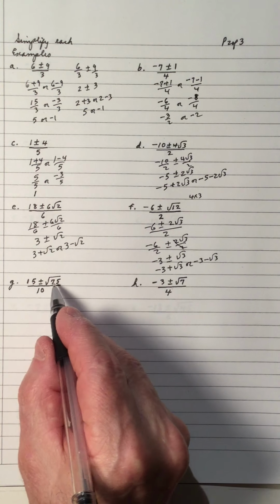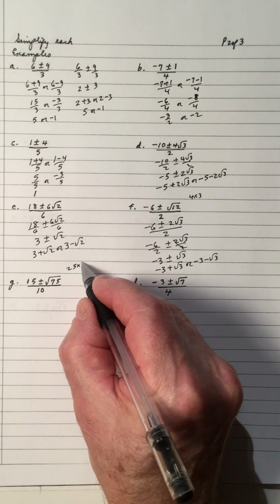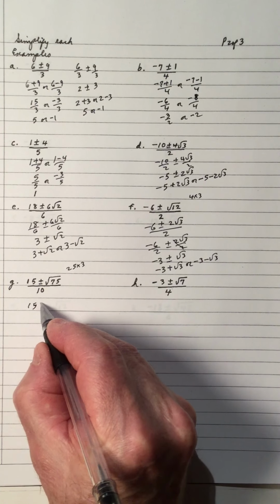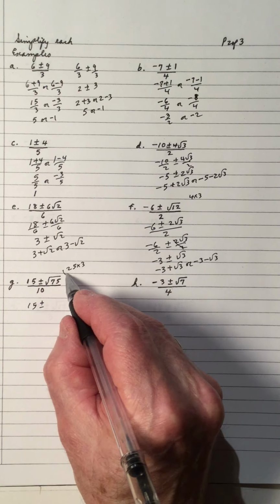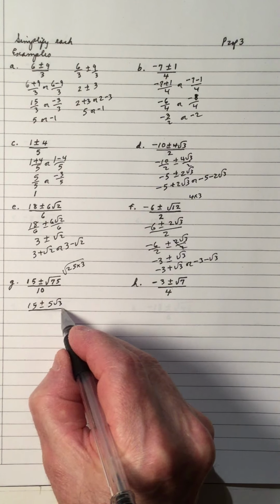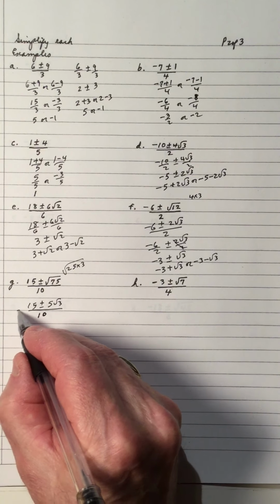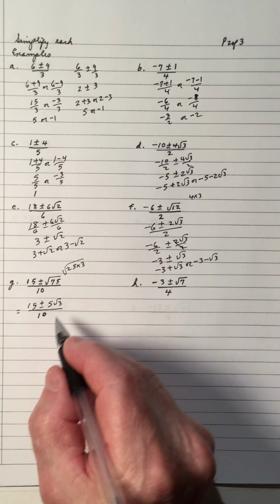And again in G, the root of 75, I see a 25 times 3. So that's 15 plus or minus the root of 25 times 3, which is 5 root 3, divided by 10. So you simplify the root of 75 first, because the inside of the radical has to be simplified.